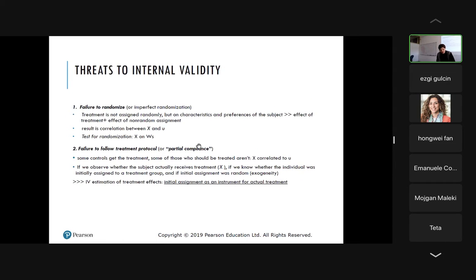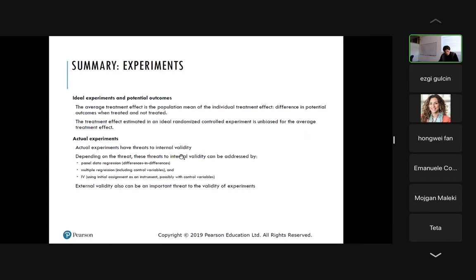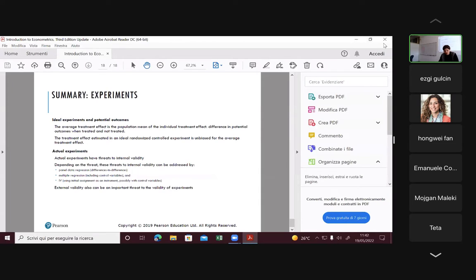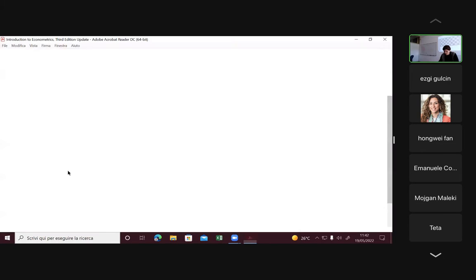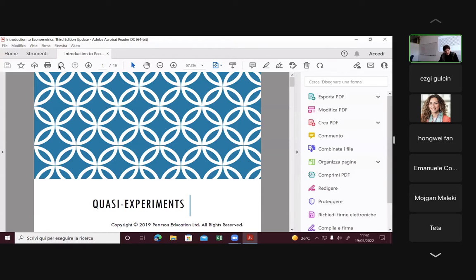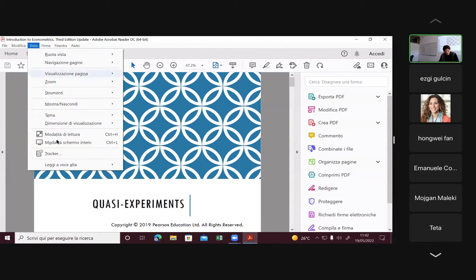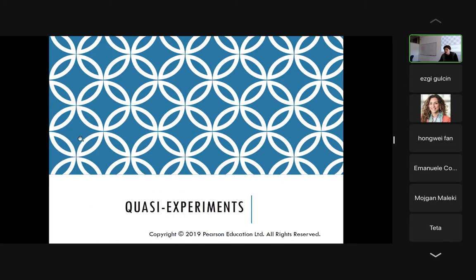So then we talked about the threats to internal validity and external validity for this kind of experiments. So now we will go briefly to the quasi-experiments, which we already introduced last time.